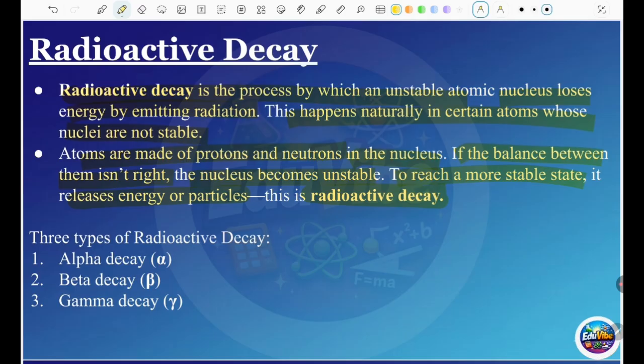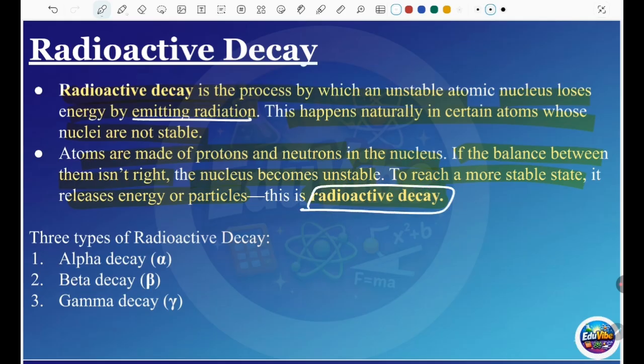If the balance between protons and neutrons is not right, the nucleus becomes unstable, and to reach a stable state, it releases energy and particles by emitting radiations, and that process is called radioactive decay.